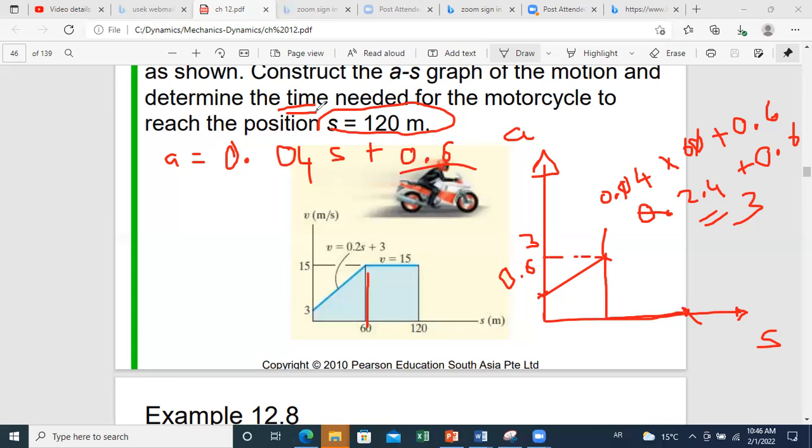Yeah, we have V. Exactly. We have V as a function of S, and we know that V is ds by dt. Okay, so we should find the time of phase 1 and add to it the time of phase 2. Okay, so in phase 1 we know that velocity is equal to 0.2 s plus 3, which is ds by dt.